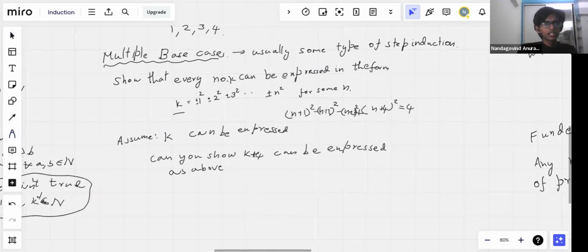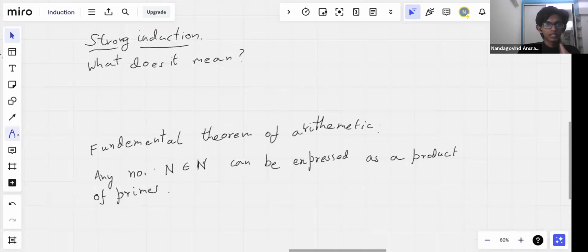But we'll move on to the other type of induction that you pretty frequently see. This one's called strong induction. The previous one's called weak induction. So the question is, what does it mean? First of all, what is strong induction? By the way, people who have seen the question, just send me a message.